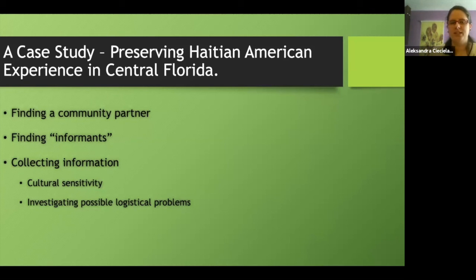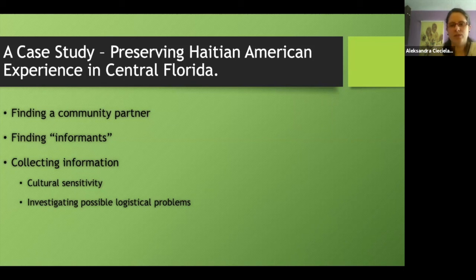It happened that the library system already had some connections with the community through some of their employees, and they became our informants. They could share some cultural information with us. They also speak Haitian Creole, so that was very helpful. This is how we spent, I would say, 4 or 5 months just collecting and gathering information.